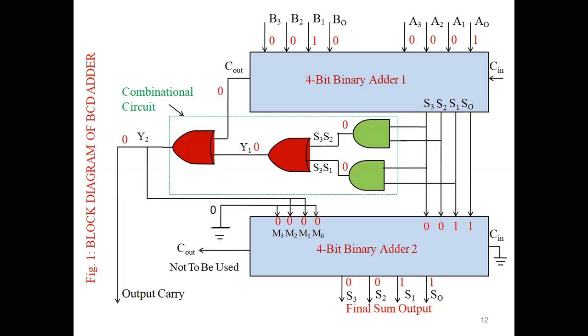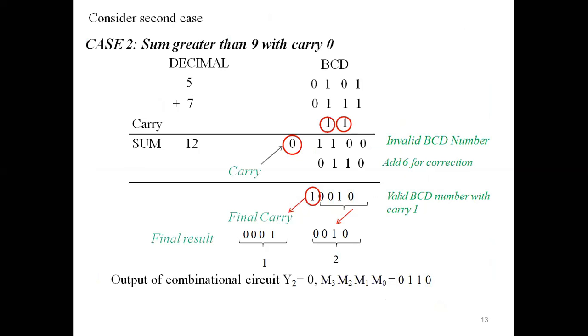Yes, ma'am. So see another example for that. Here we have to take the values 5 and 7. So 5 plus 7 is 12. According to our concept it is not a BCD number. Why? Because a BCD number is less than or equal to 9 only. If it produces a value greater than 9, you must add plus 6.